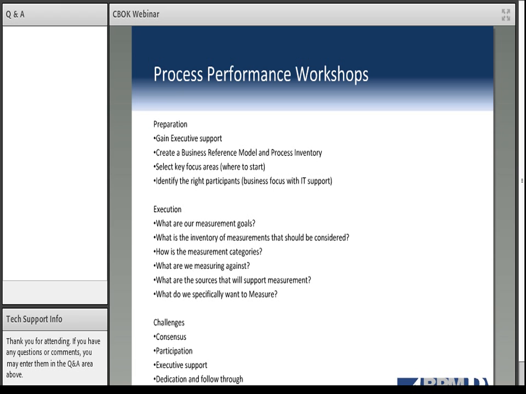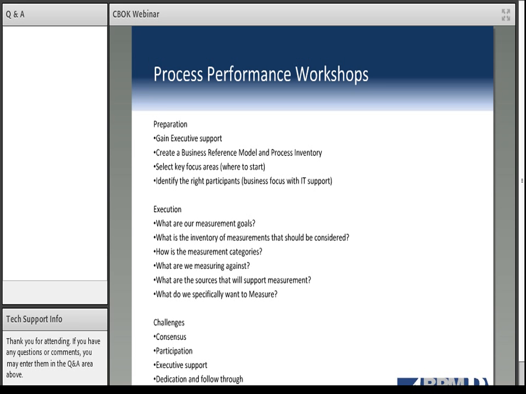Okay, the process performance workshops. So just a couple of key points on this slide is, again, throughout the deck, gaining executive support, that's extremely critical. Having some inventory or view of what are all the functions of our organization and an inventory of processes, selecting the right areas to start, and also the right participants.